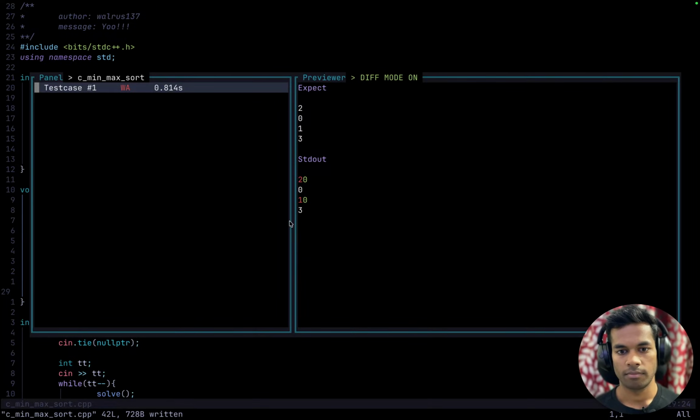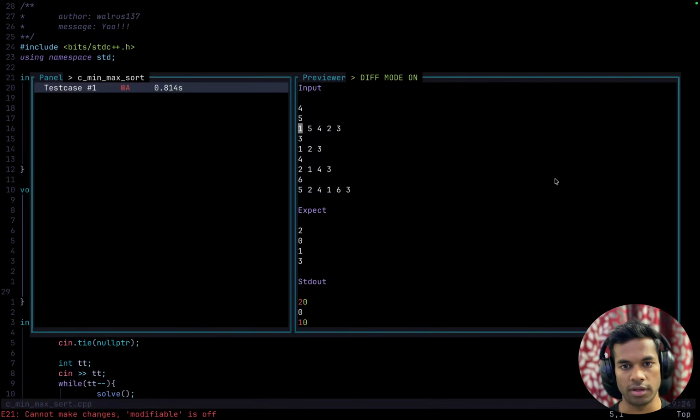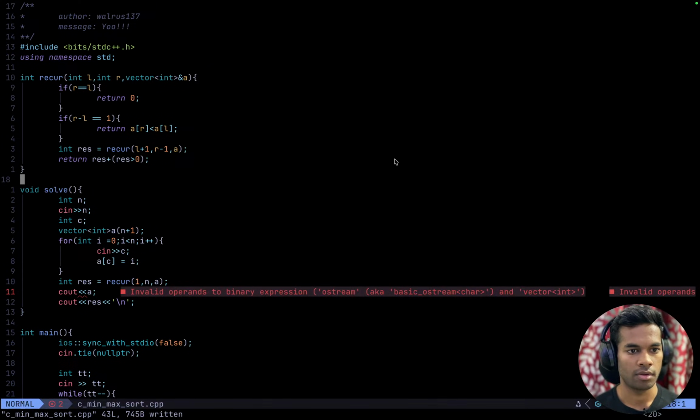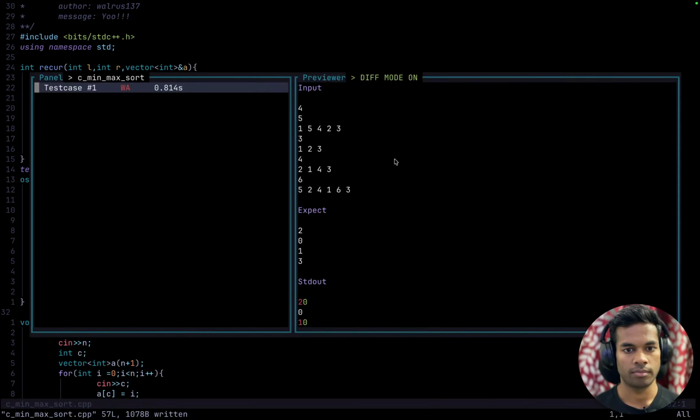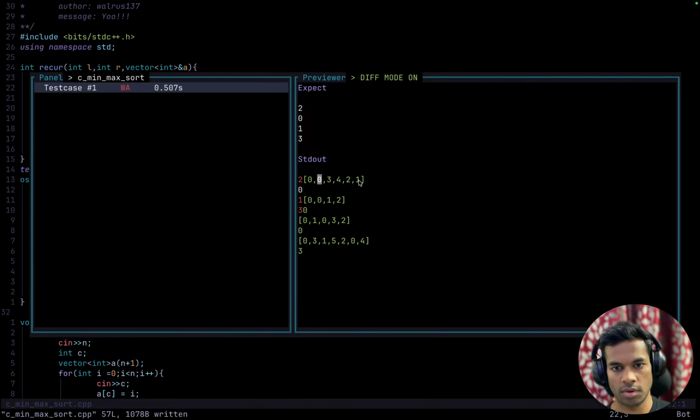Okay, 3, at least 3 works, but here we get 0. Why do we get 0 here? Let's also print our vector A. 0 1 2 3 1 2 3 4. Okay, cool.